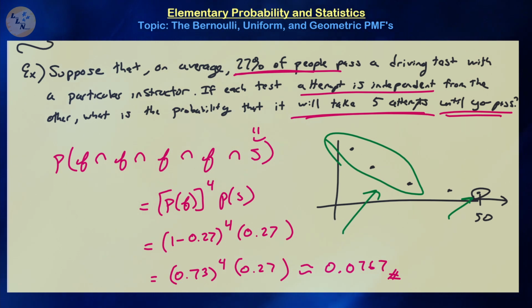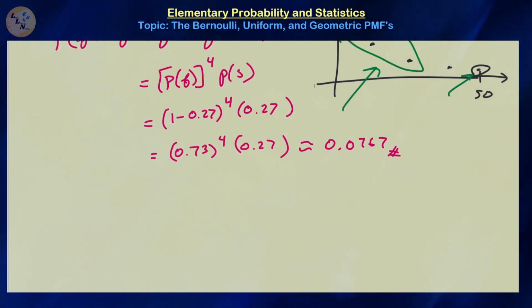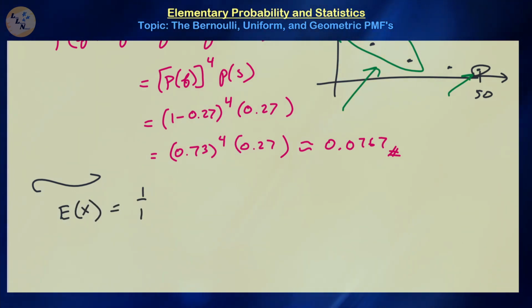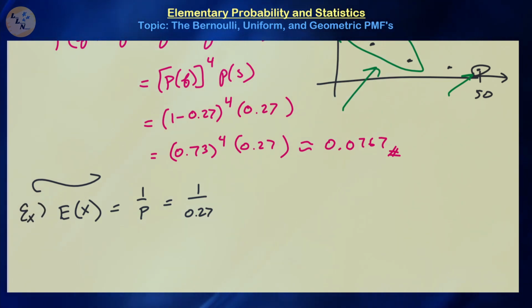The expected values for random variables can usually help us answer that question. So if you were to take this driving test, on average, how many attempts would you expect to go with this instructor until you actually pass, right? So what is the expected number of attempts? For example, the expected value for a geometric random variable, remember, is just going to be equal to 1 over the probability of success. So if the probability of success for this problem is 0.27, you can find that this is going to be approximately equal to 3.7.